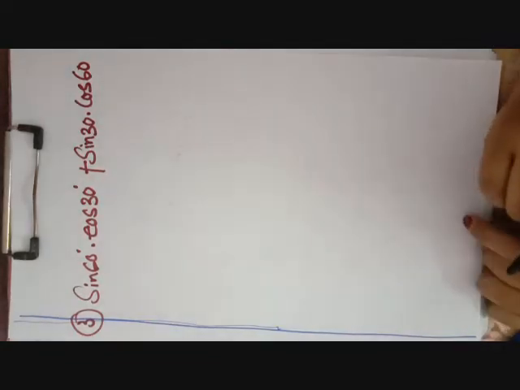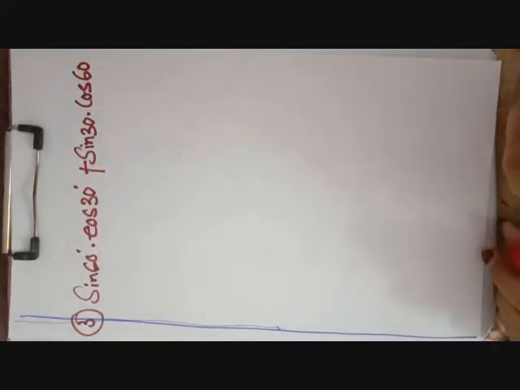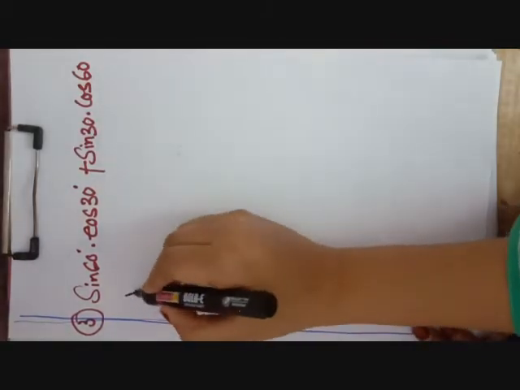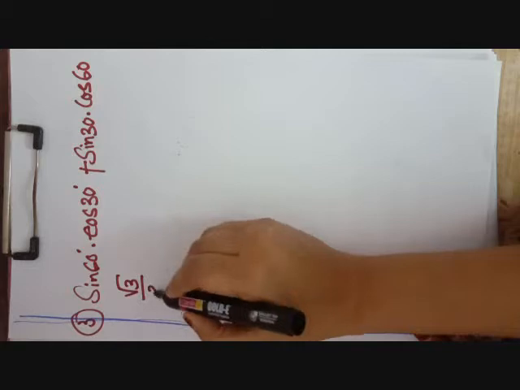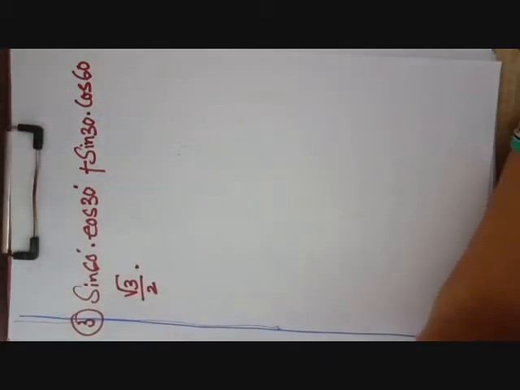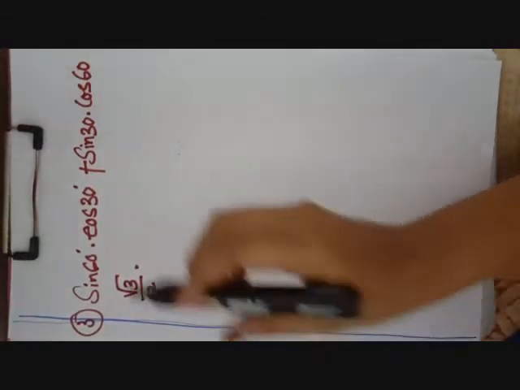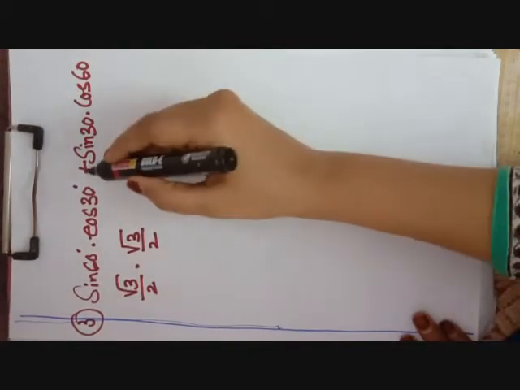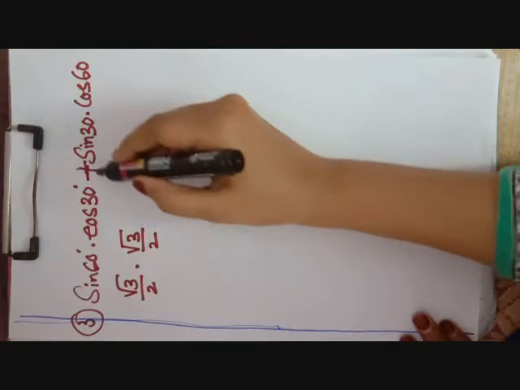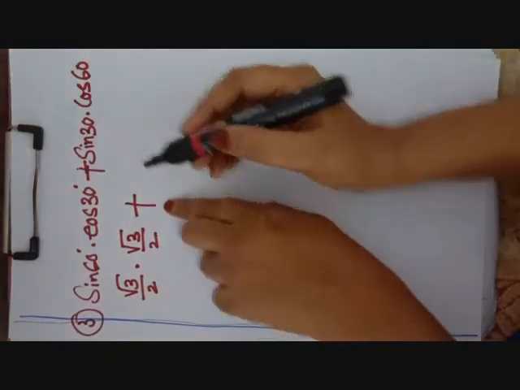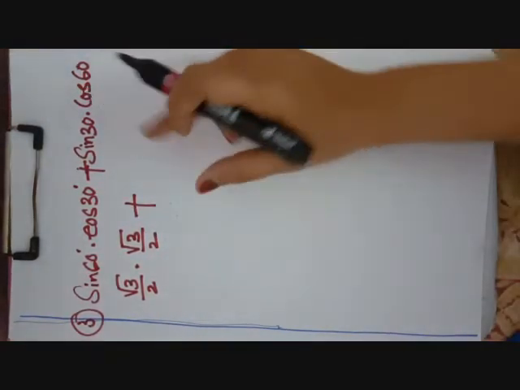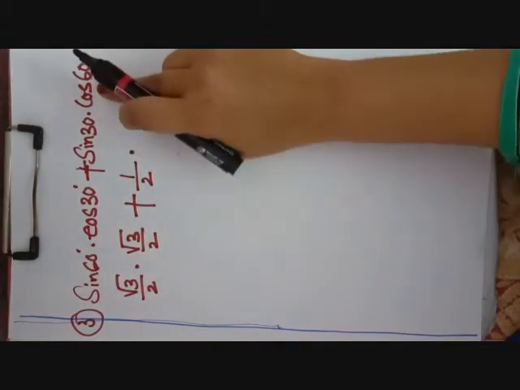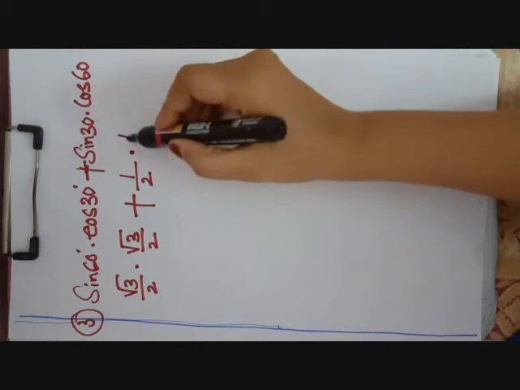You know the values, you know how to substitute. The value of sine 60 is root 3 by 2, into the value of cos 30, which is also root 3 by 2, plus. The question has plus, so here also I'm putting plus, sine 30. Sine 30 value is 1 by 2 into cos 60 value is 1 by 2.